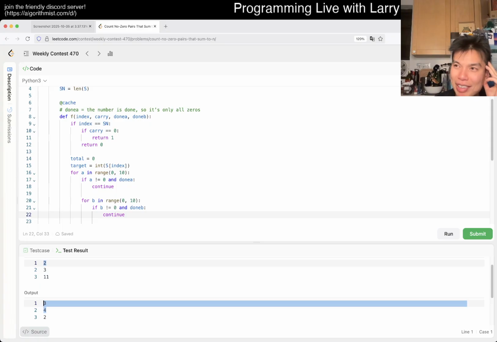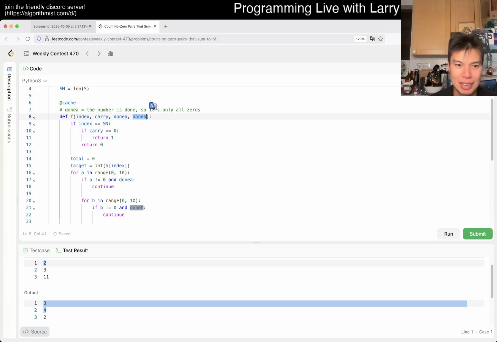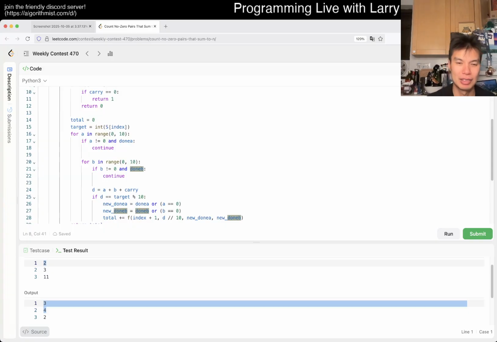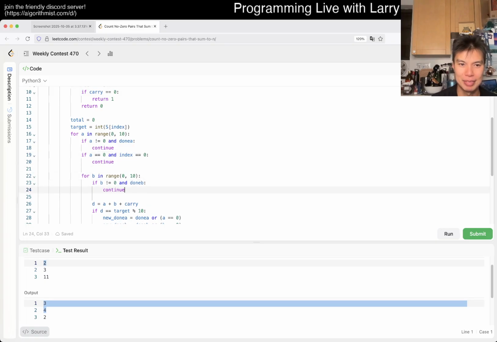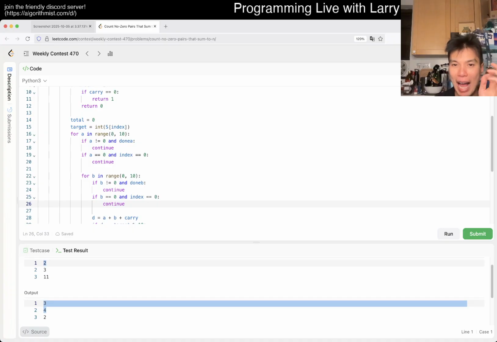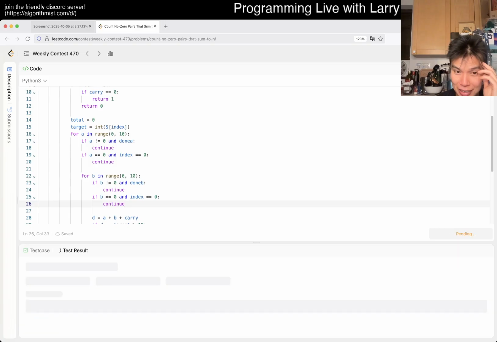I'm trying to think if there's a non-messy way of doing it. I guess done A and done B cannot be on the first digit. Maybe that's good enough, right? So maybe you could write something, and this is kind of yucky, but the index goes to 0, we continue, something like that. Because both numbers have to have one digit that's not a 0, and the first digit has to be equal to 0, otherwise, yeah.